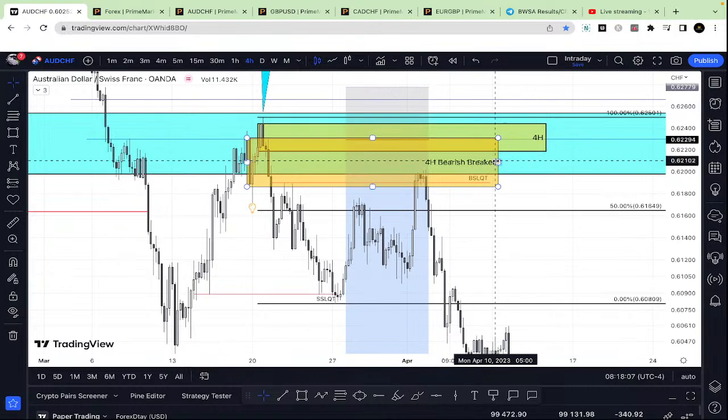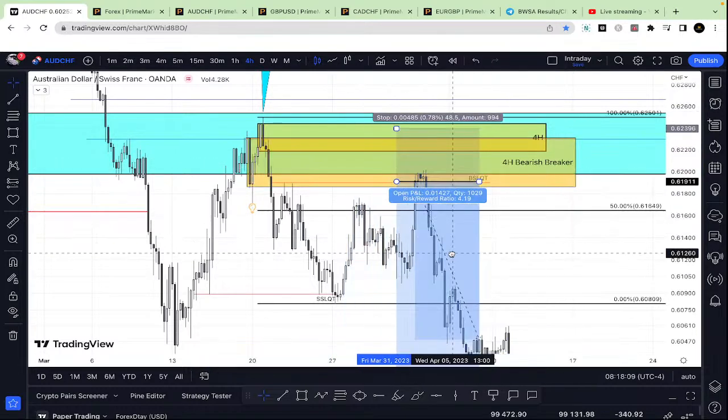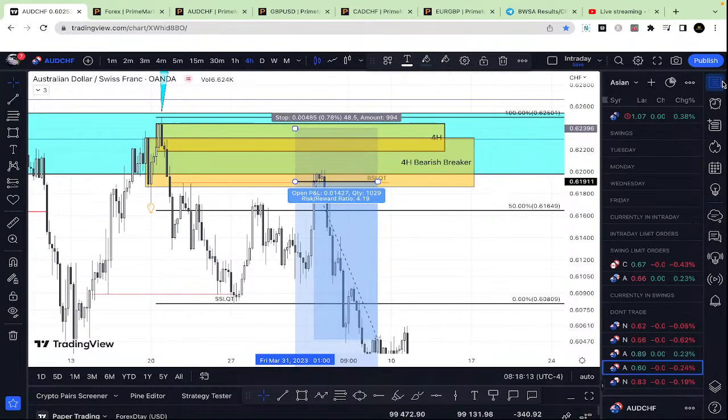It would have looked something like that, and I would have been able to get into the trade right here. So that's just an example of that.